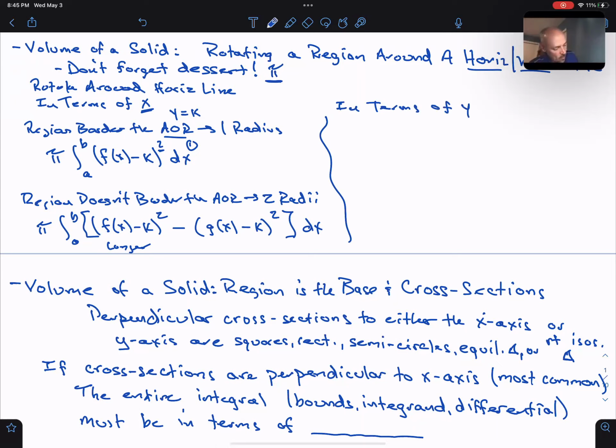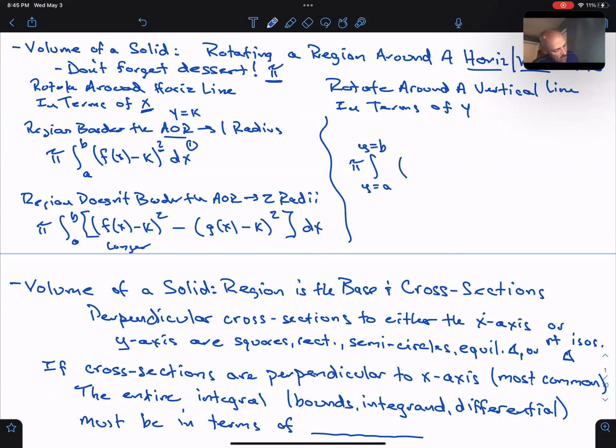Okay. Could have the same thing next door in terms of y, and that's going to be if we are rotating around a vertical line. Could be the y-axis, could be another vertical line, x equals -2, what have you. But then everything, same kind of thing is going to happen. I'm just going to kind of do this. So it's going to be pi. These are going to be y values. I'll use a and b again, but y is a, y is b.